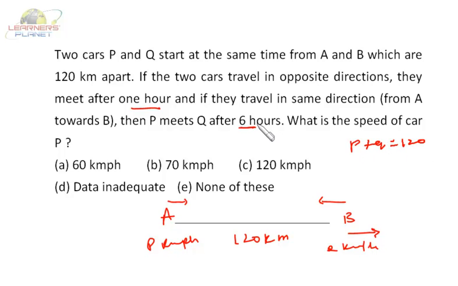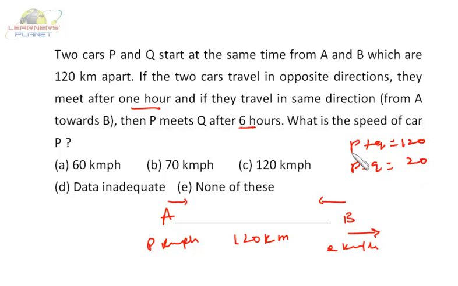Okay, now if they are moving in the same direction, then the relative speed will be p minus q kilometer per hour. Now since A is here and B is here, already A is 120 kilometer far from B. So to meet B, P has to gain 120 kilometer. Now, gaining speed of P is p minus q kilometer per hour, and to gain 120 kilometer it is taking 6 hours. That means per hour speed difference is 120 by 6, that is 20.